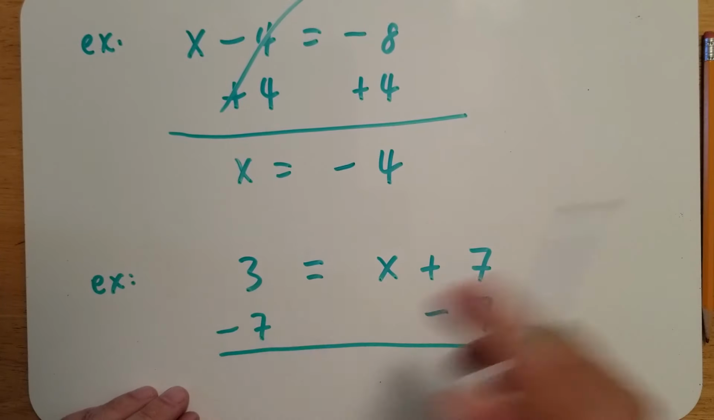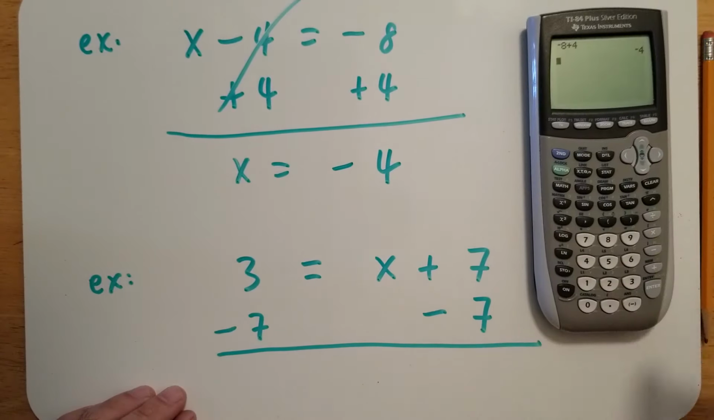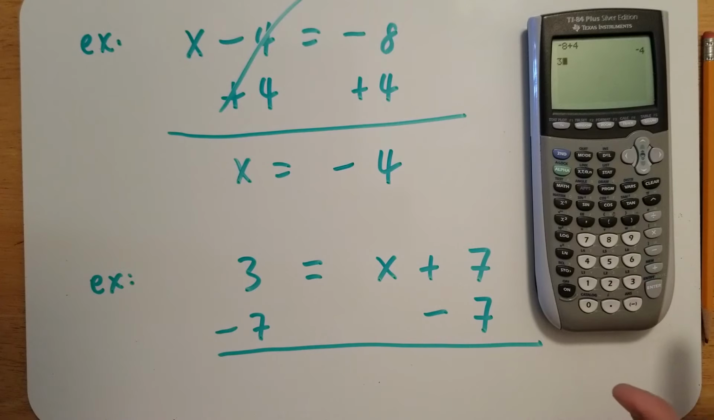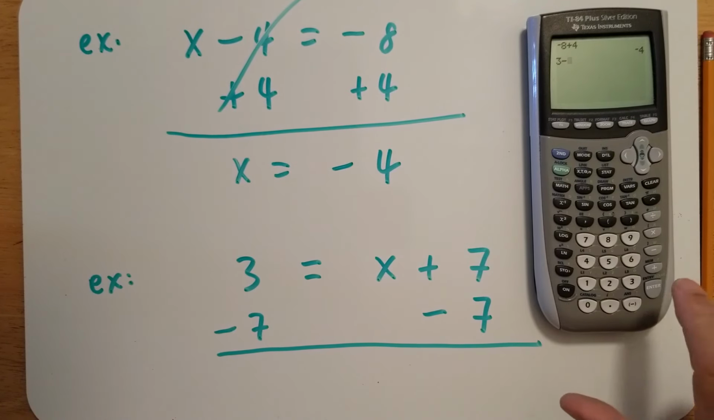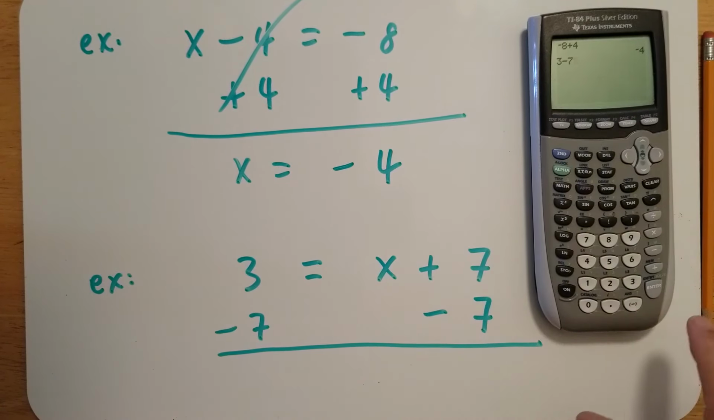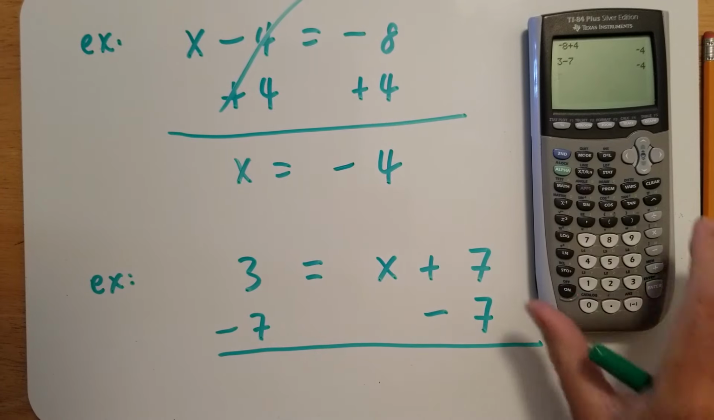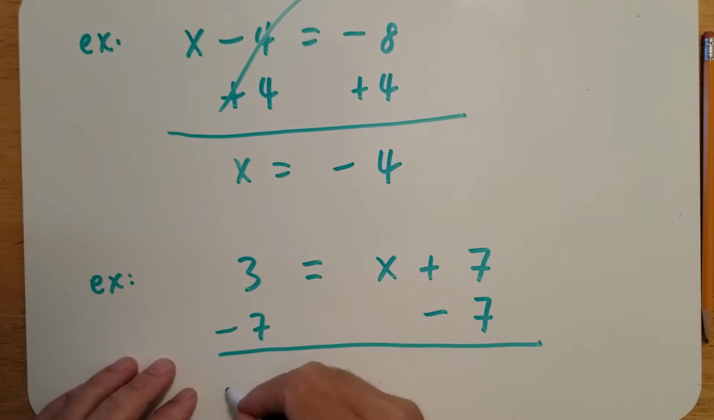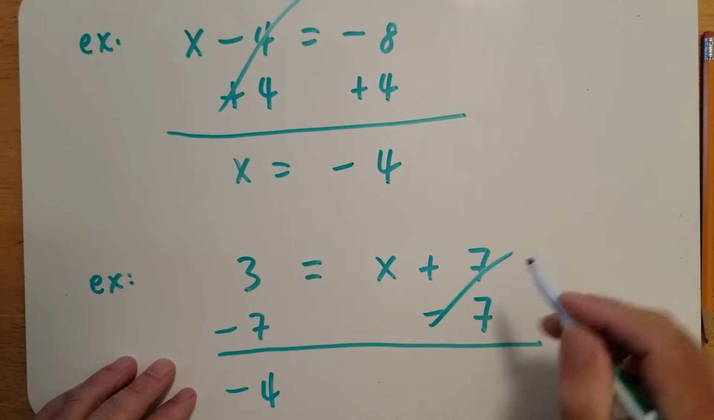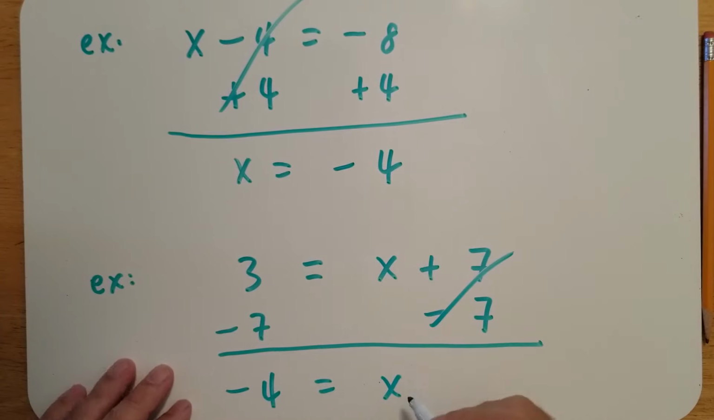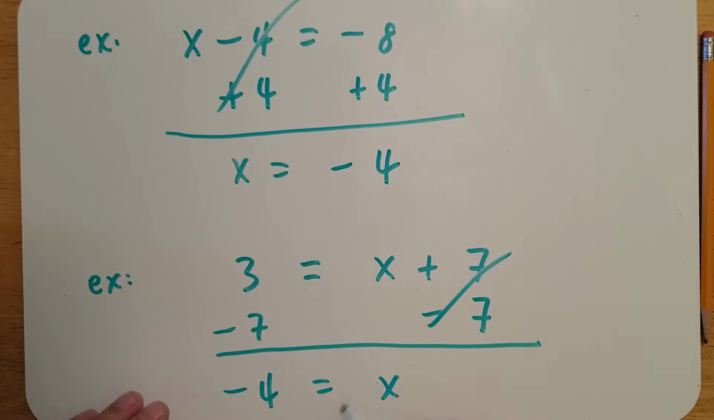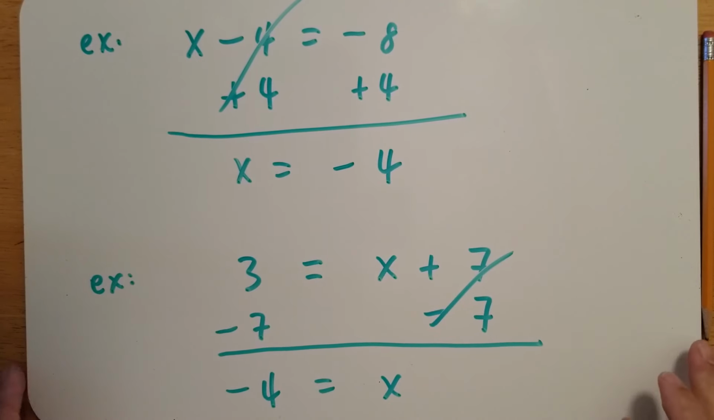Again, I'm going to do 3 minus 7 on the calculator. Notice the 3 is a positive number. Now I'm subtracting 7. So 3 minus 7, that gives me a minus 4 again. These cancel out. And the answer is x equals minus 4. Not every equation has the solution x equals minus 4. That was just an accident of those examples that I picked.